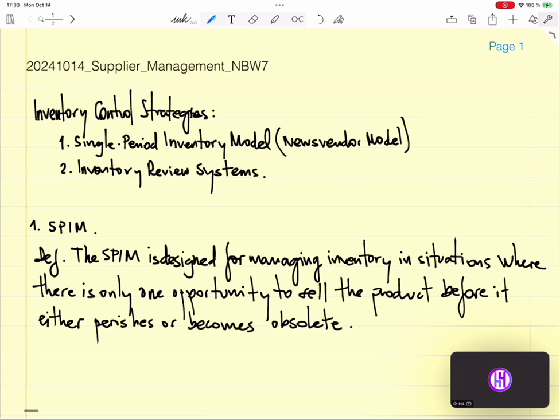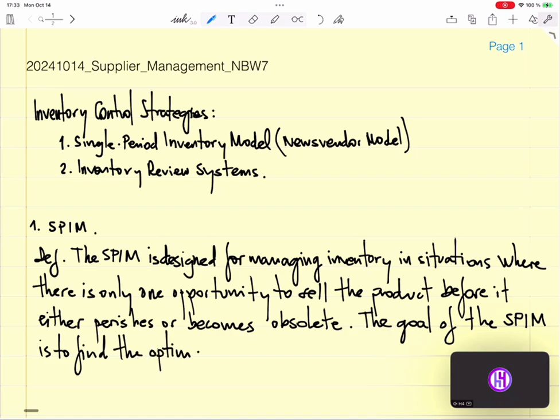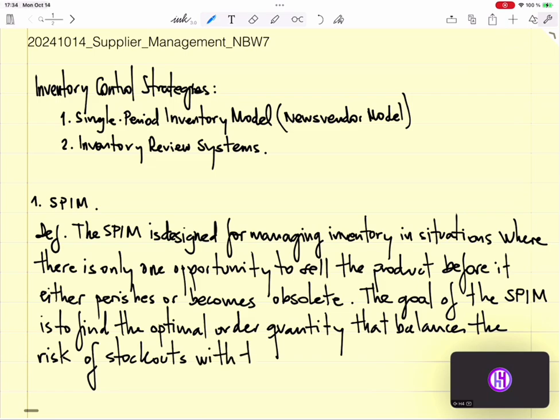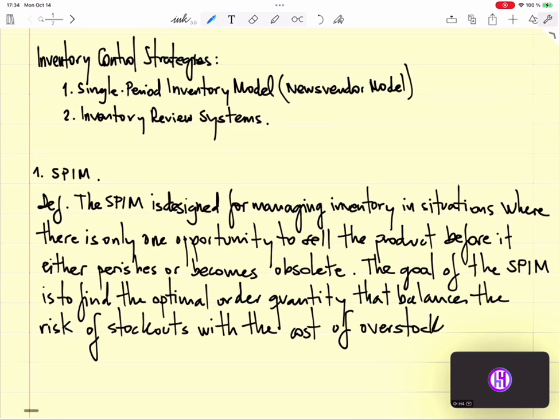Okay. The goal of the single period inventory model is to find the optimal order quantity that balances the risk of stock out with the cost of overstocking.